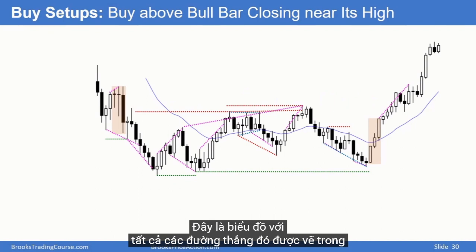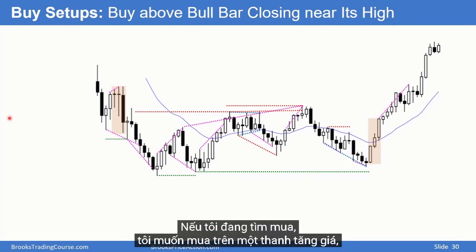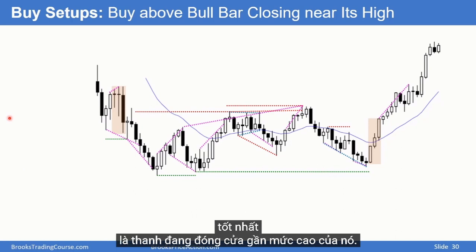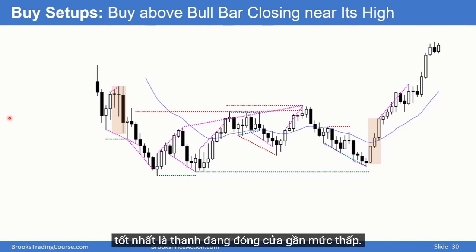Here is the chart with all those lines drawn in and with the special boxes drawn in. Next, I'm looking for entries. If I'm looking to buy, I want to buy above a bull bar, preferably one that is closing near its high. If I'm looking to sell, I want to sell below a bear bar, preferably one that's closing near its low.